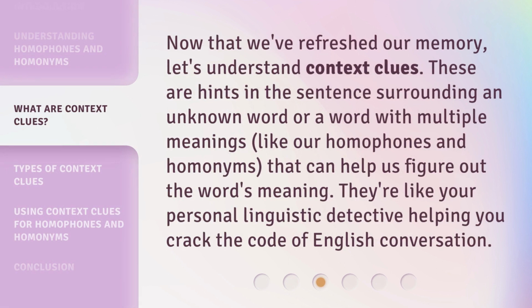Now that we've refreshed our memory, let's understand context clues. These are hints in the sentence surrounding an unknown word or a word with multiple meanings, like our homophones and homonyms, that can help us figure out the word's meaning. They're like your personal linguistic detective helping you crack the code of English conversation.